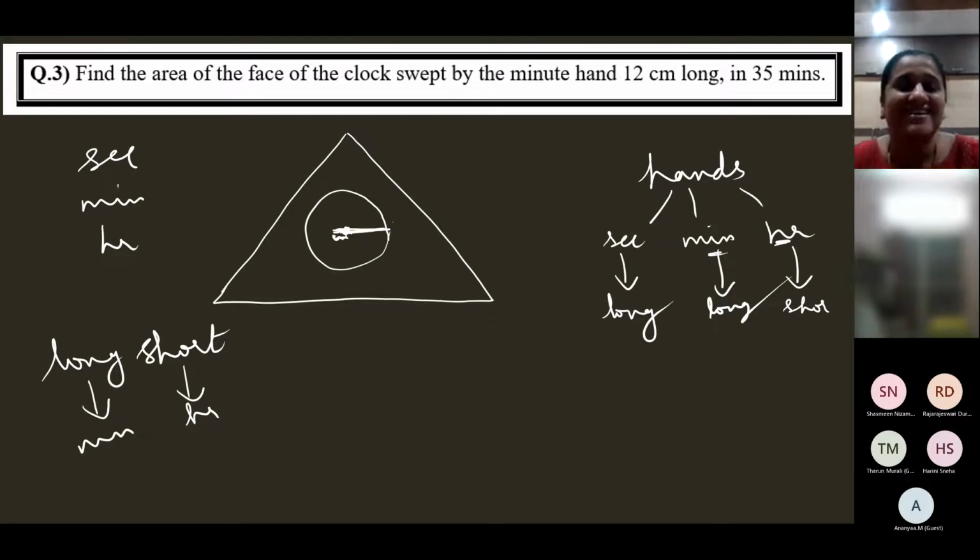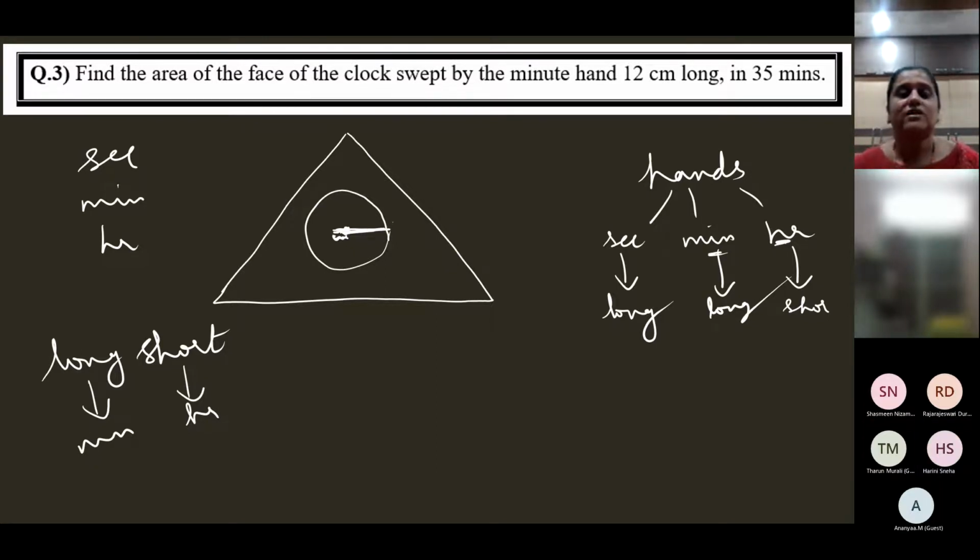Just understand this. The three different hands will have three different lengths, which means three different radii. So they'll be tracing three independent circles. And these three circles will be concentric circles because they have the same center but different radii. Is it okay so far?